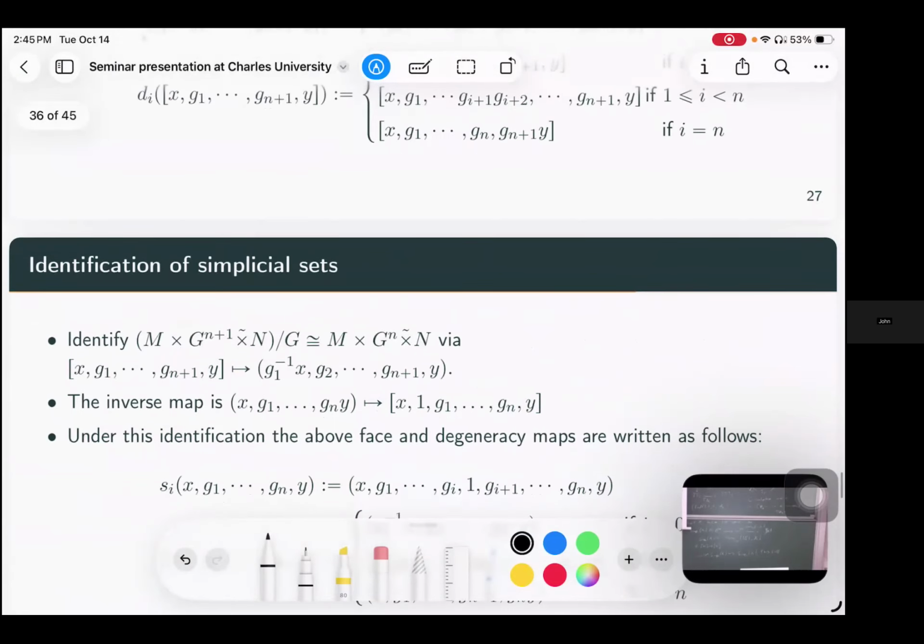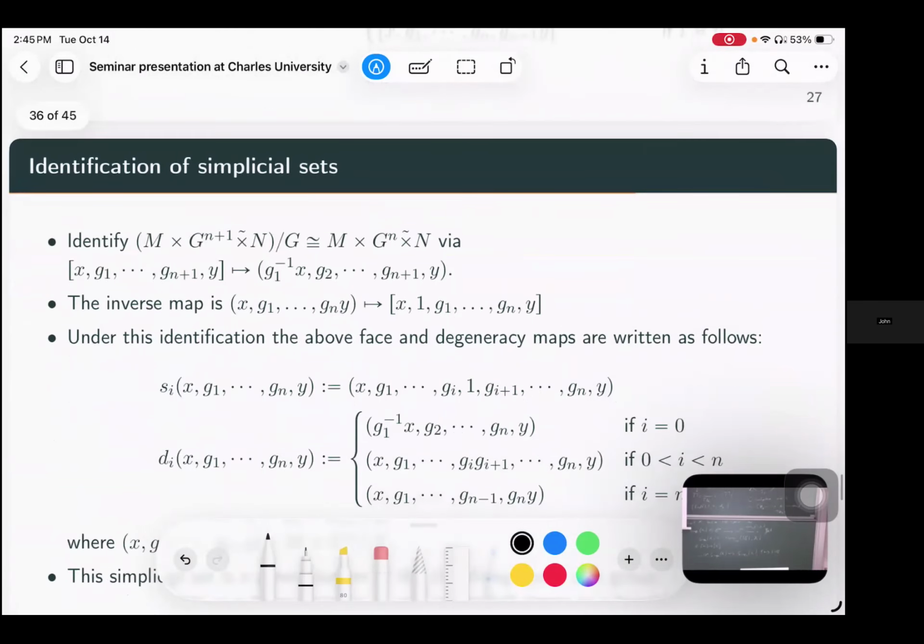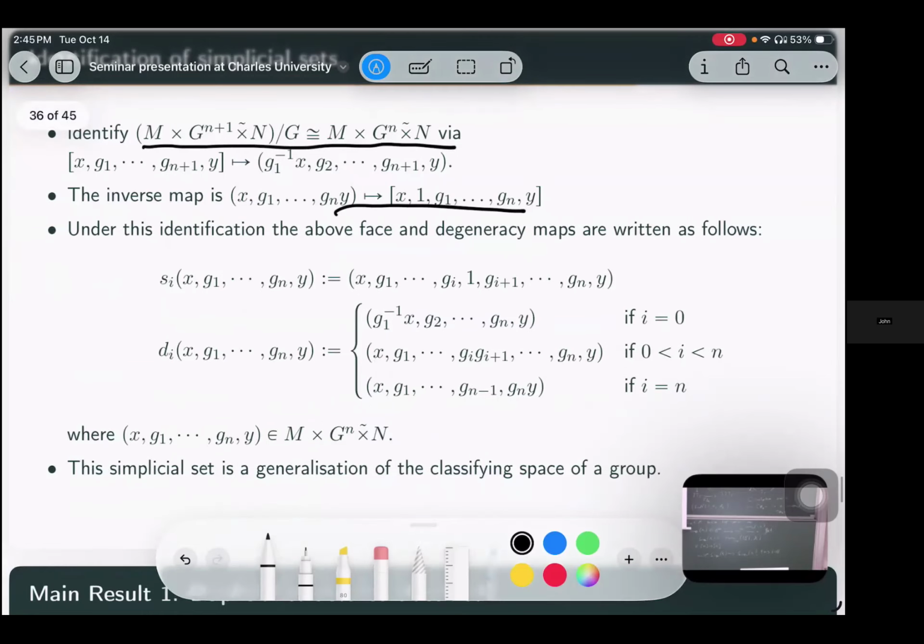So working with orbits is not pleasant. So we use an identification whereby I transform this into that. This is a bijection with the inverse map given by this. And now under this identification, I have this simplicial set.